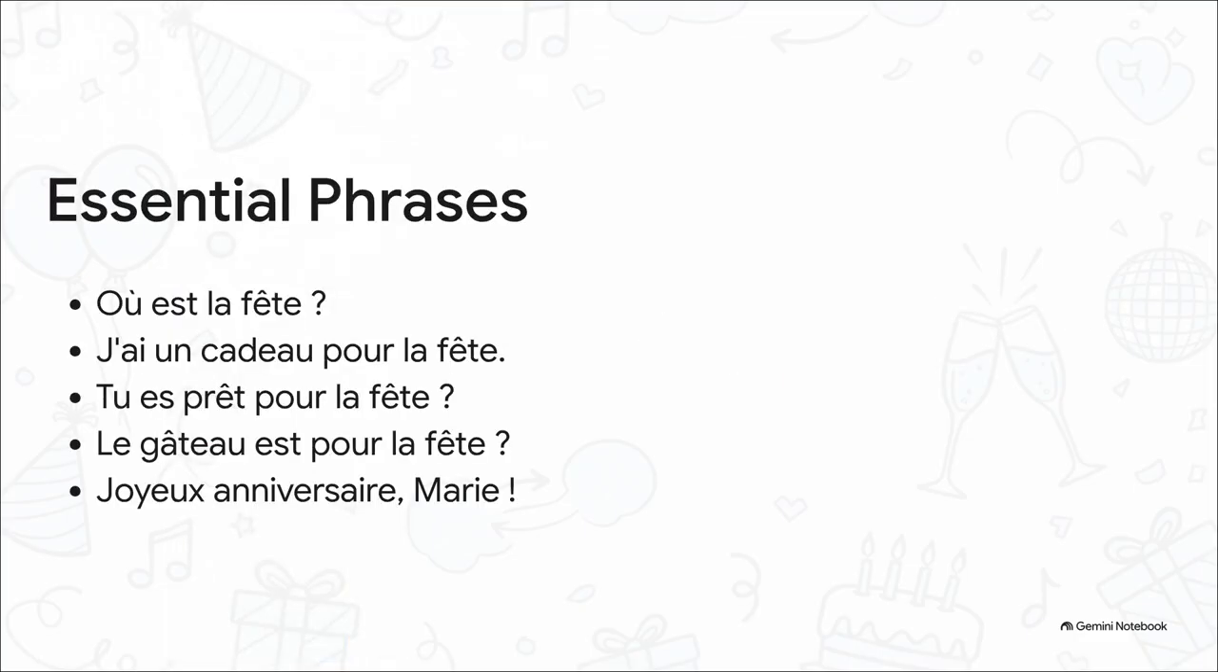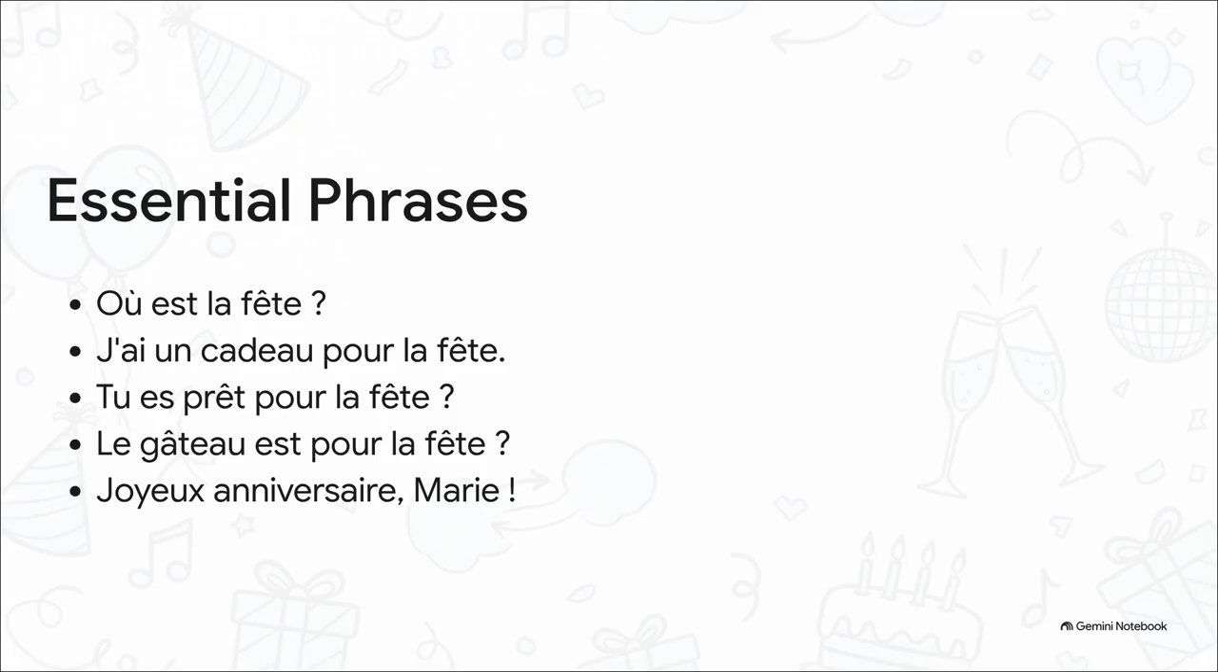First up, où est la fête? Where is the party? Simple enough. Then you might answer with j'ai un cadeau pour la fête. I have a gift for the party. You could ask, tu es prêt pour la fête? You are ready for the party? Or, crucially, confirm the dessert situation. Le gâteau est pour la fête? The cake is for the party? And of course, the classic joyeux anniversaire Marie. Happy birthday, Marie.